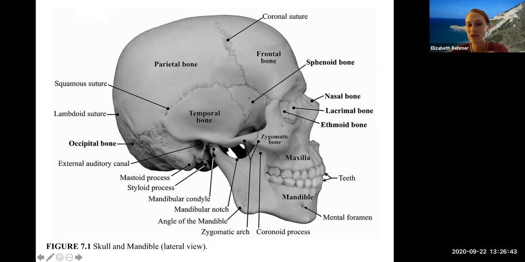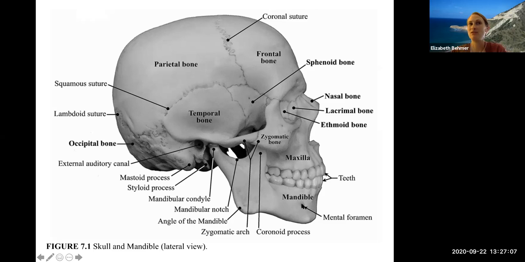So there's the mandibular condyle, the mandibular notch. The coronoid process is the anterior side of that mandibular notch. Here's the angle of the mandible. That's what you can feel with your fingers on your jawbone. Here's the mental foramen. So you start to see foramen, which means hole. It's called a mental foramen.